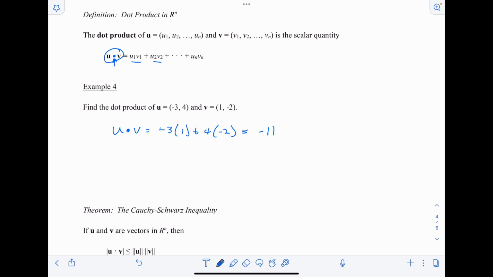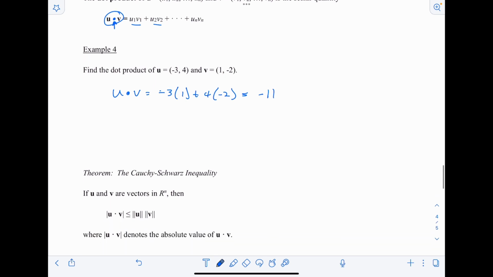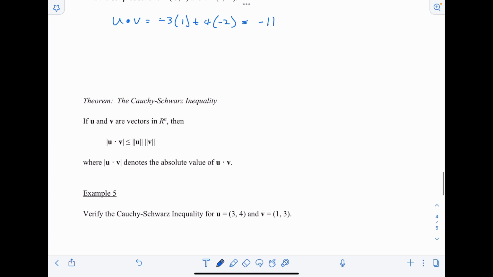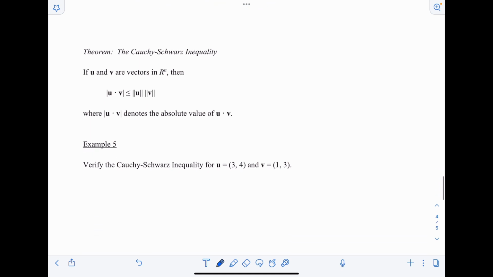With that, we're going to talk about one theorem. It's not important in and of itself, but when we get to the next idea, I'm going to come back to this, and we're going to see why this Cauchy-Schwarz inequality makes sense and the necessity of it. It says that if u and v are vectors, then the magnitude of the dot product is less than or equal to the product of the individual magnitudes.